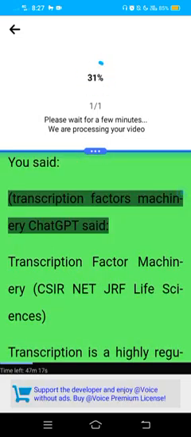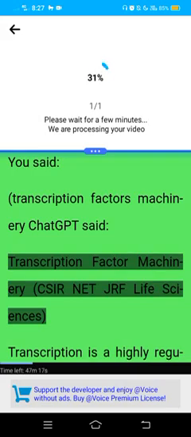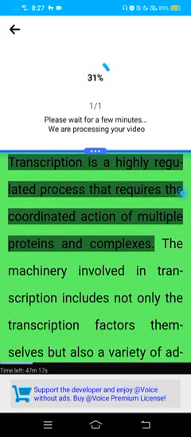Transcription factors machinery. ChatGPT said: Transcription factor machinery, CSIR NET JRF Life Sciences.